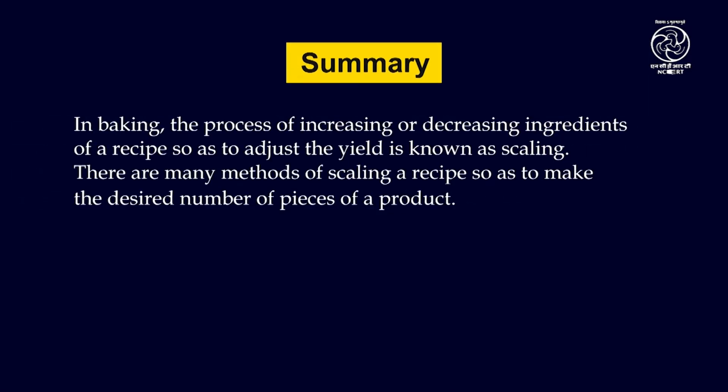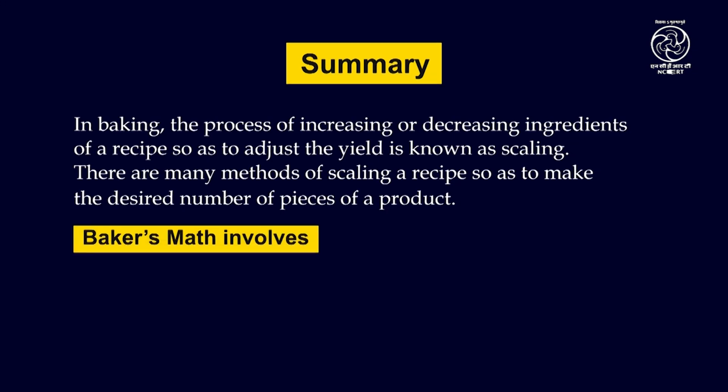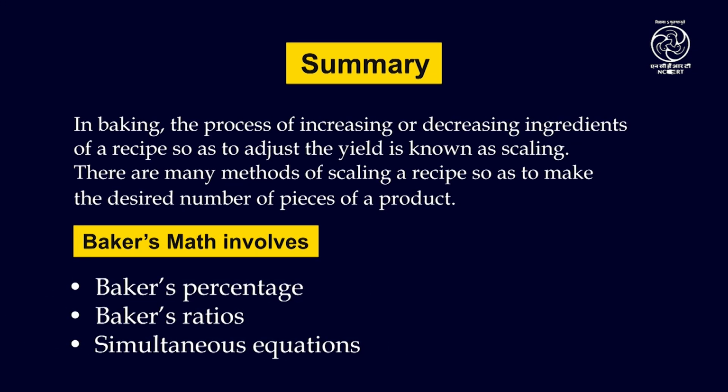So students, let us summarize what we have learned in this session. In baking, the process of increasing or decreasing the ingredients of a recipe so as to adjust the yield is known as scaling. There are many methods of scaling a recipe so as to make the desired number of pieces of a product. Baker's math involves first, baker's percentage, second, baker's ratio, and third, simultaneous equation.